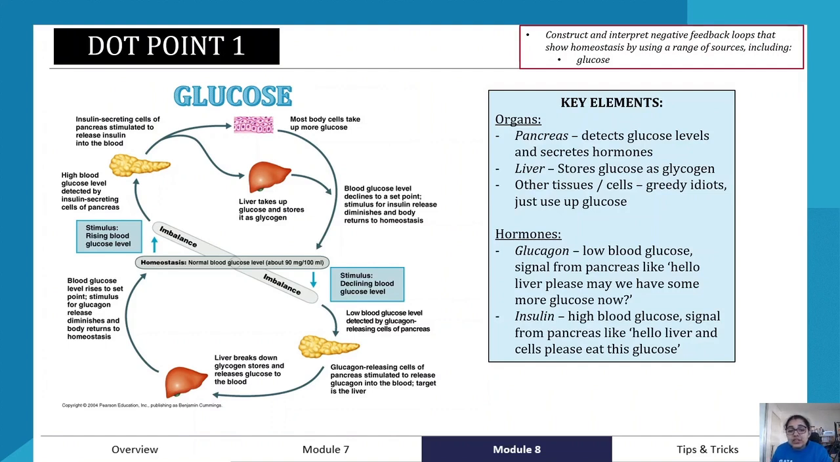And insulin is released when the blood glucose levels are high. We don't want the blood to be so concentrated because it's then going to mess up other processes. So we go to the liver and say, hey, do you mind keeping some of this glucose with you? That kind of thing. So that's glucose homeostasis.